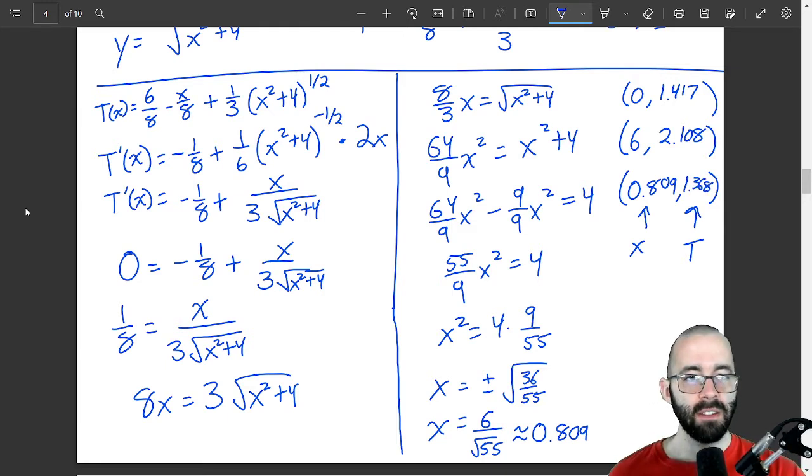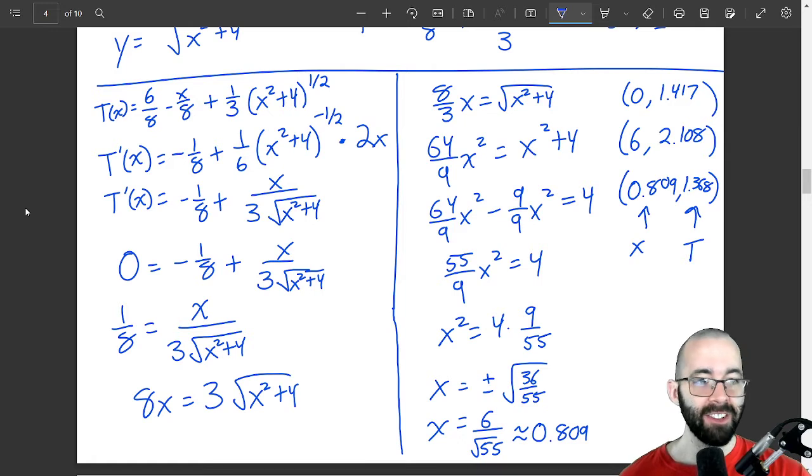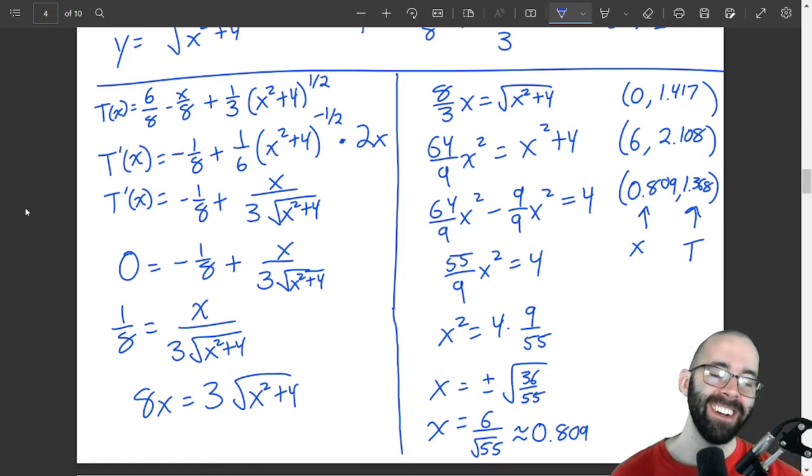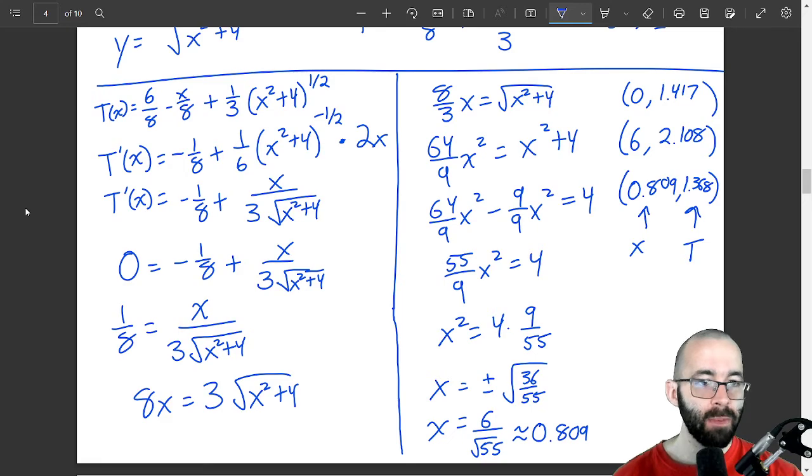Which of these is the smallest? Hopefully it's at the critical point, or we did a lot of work for nothing. All right. It is indeed at the critical point. So the time is minimized when x is 0.809.